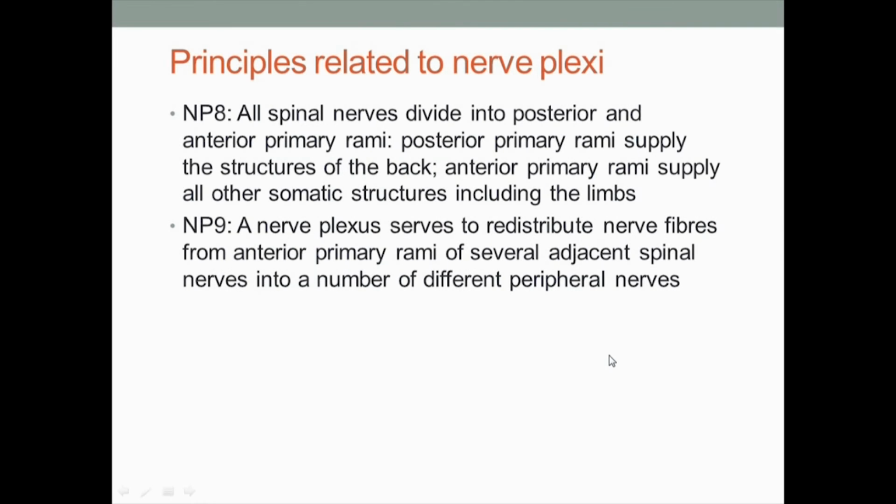We've just been looking at some nerve plexi and their branches on a model, and I want to review briefly some principles related to these plexi. The first is that all spinal nerves divide into posterior and anterior primary rami.